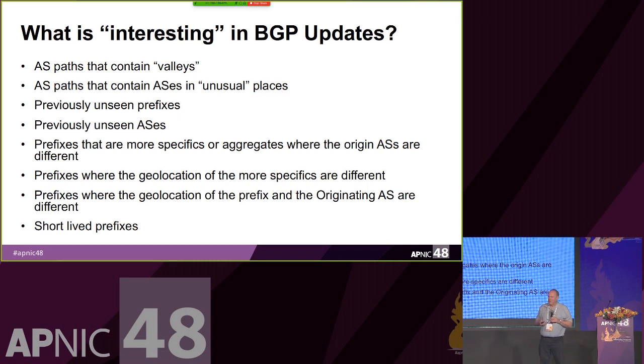And now I start to look at specifics and aggregates. Because most of the time, if you're traffic engineering and doing more specifics and aggregates with different paths, everything goes back to the same AS, right? Only in very unusual circumstances are you hole punching, where I'm trying to take out of your /16 a /24 and route it over here.